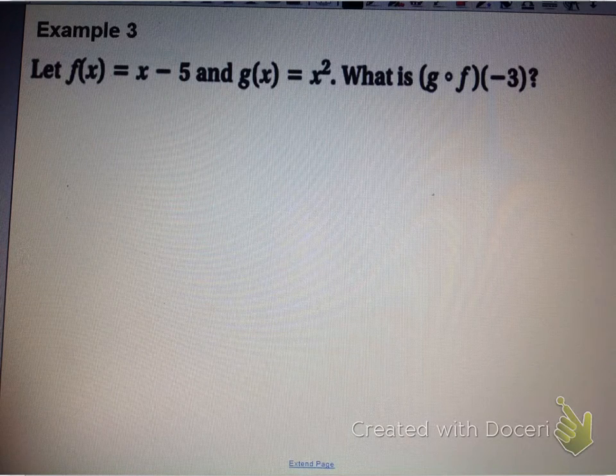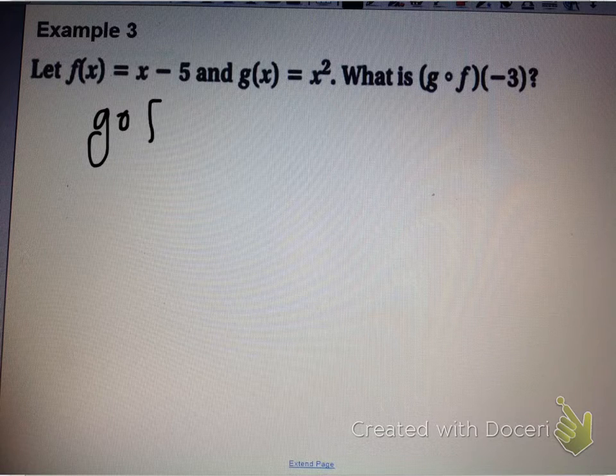Okay, so in example 3 here, we're asked to solve a composition of functions. We have f of x equals x minus 5, g of x equals x squared. And what we need to find is g of f of negative 3. So what I would do is find what g of f of x is, and then whatever that function is, plug negative 3 in for it.